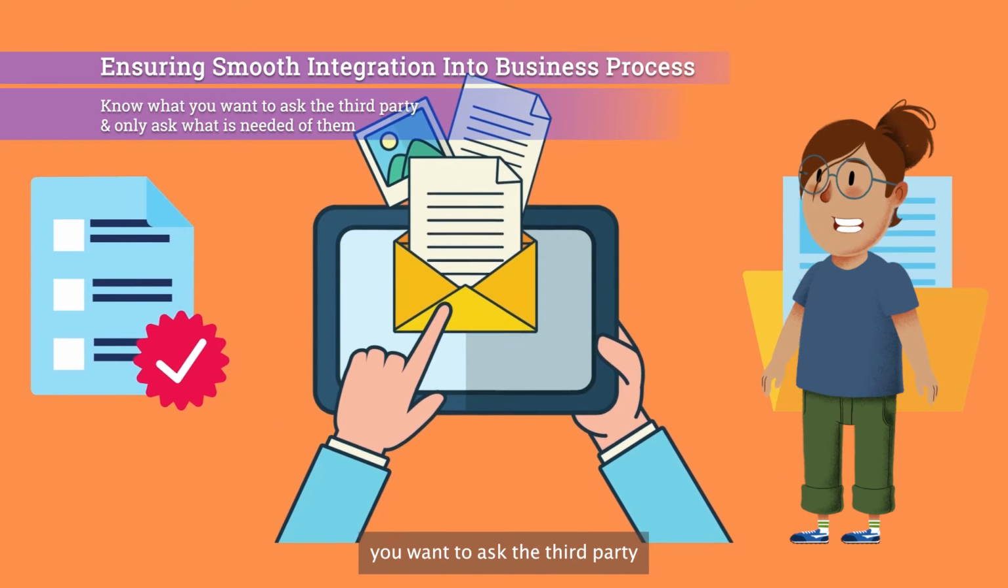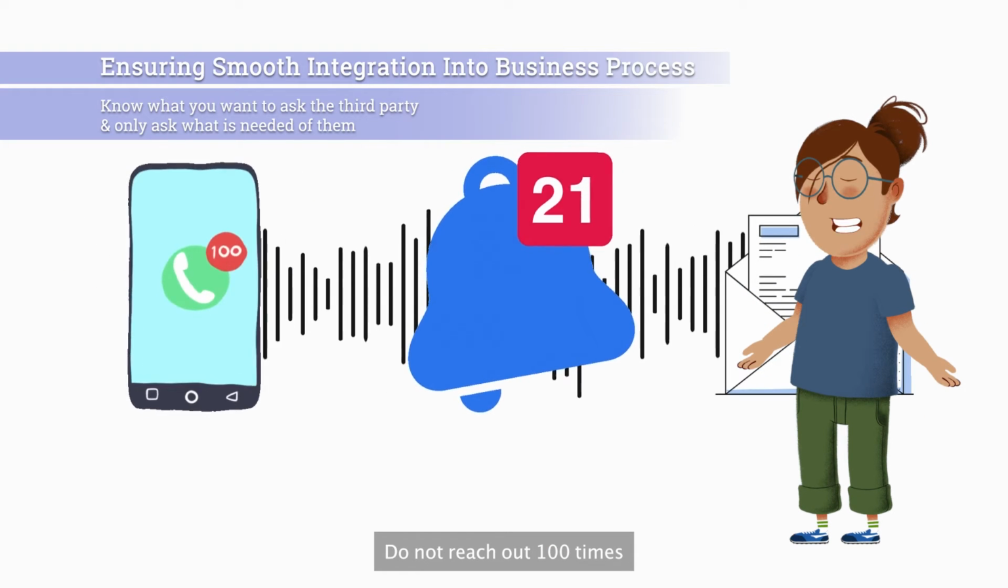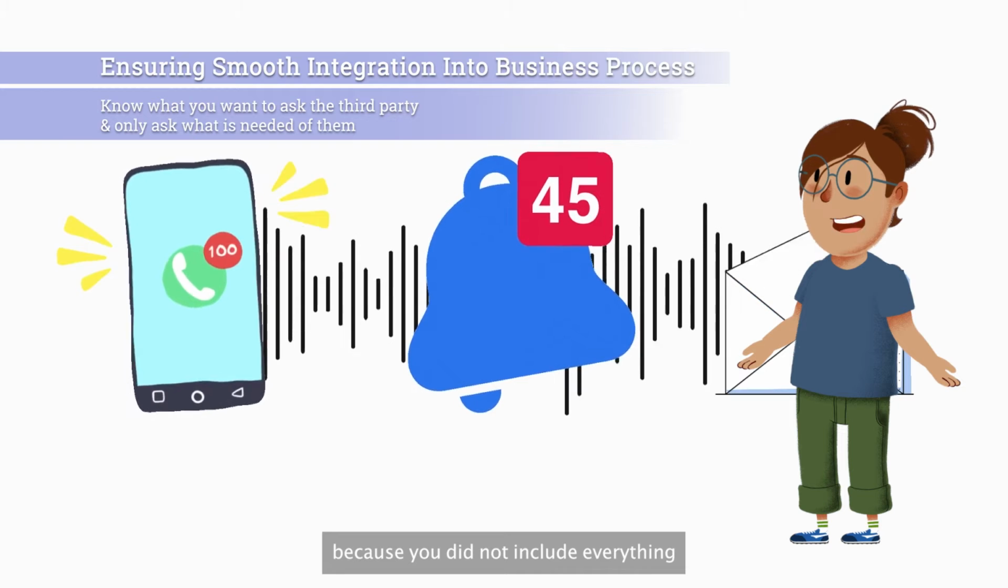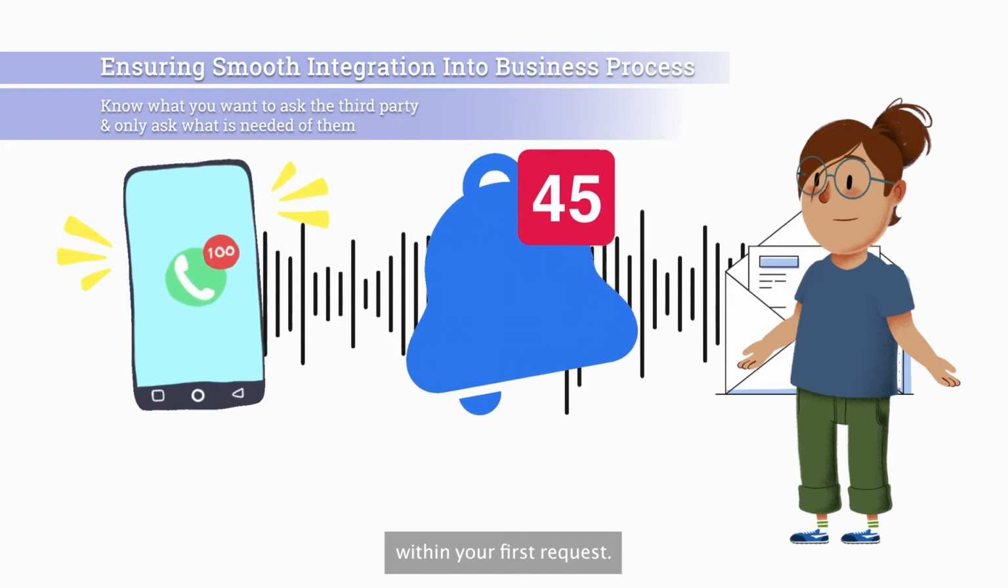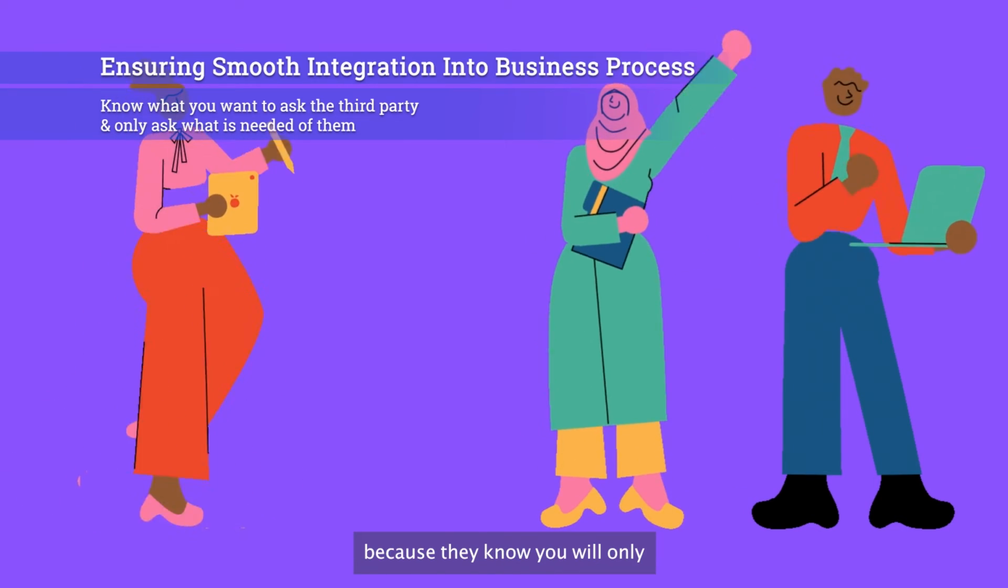Make sure you know what you want to ask the third party and only ask what is needed of them. Do not reach out 100 times because you did not include everything within your first request. This also provides your business with trust in what you are requesting because they know you will only ask what is needed.